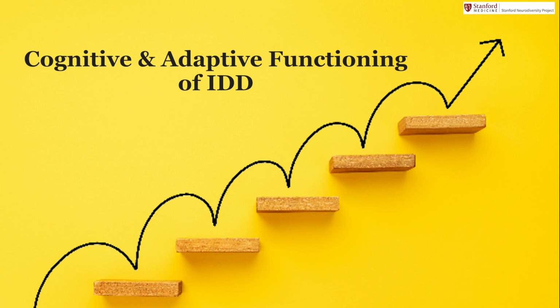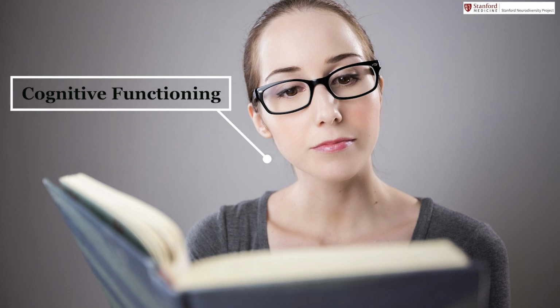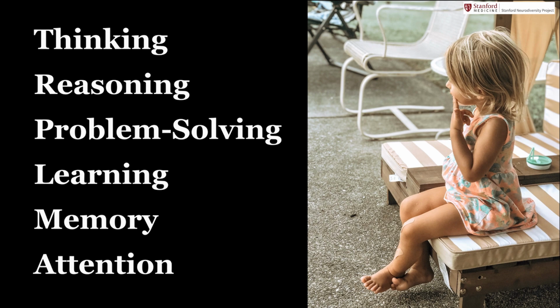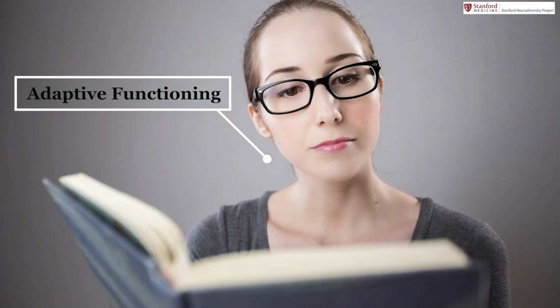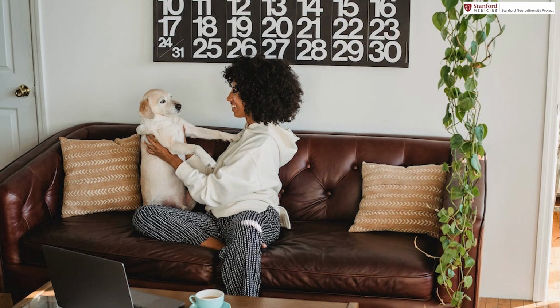Cognitive and adaptive functioning of IDD. Cognitive and adaptive functioning are two key components in assessing and understanding someone with IDD. Cognitive functioning refers to a person's general cognitive abilities, including thinking, reasoning, problem-solving, learning, memory, and attention. Individuals with IDD often experience varying degrees of limitations in cognitive functioning. Adaptive functioning refers to a person's skills and abilities to effectively navigate and cope with the demands of everyday life, such as independent living, communication, self-care, social interaction, problem-solving, and decision-making. Individuals with IDD often show limitations in adaptive functioning, which can affect their ability to perform daily activities without supports.